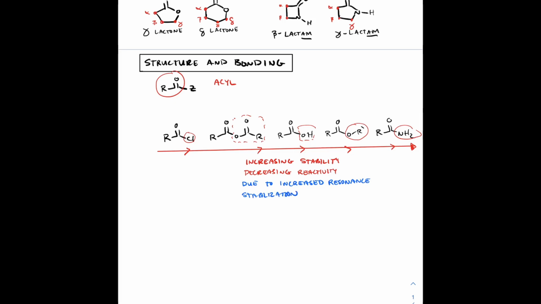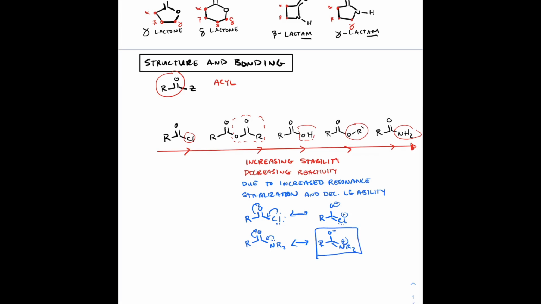So this stability is going to be due to an increased resonance stabilization, in addition to that decreased leaving group ability. So here we go. What I mean about the resonance. If we have the lone pair on that chlorine that can create that resonance structure here, and then on the other extreme we have an amide. The nitrogen has a lone pair that can also do this resonance structure, creating both a positive on the chlorine as well as that nitrogen.